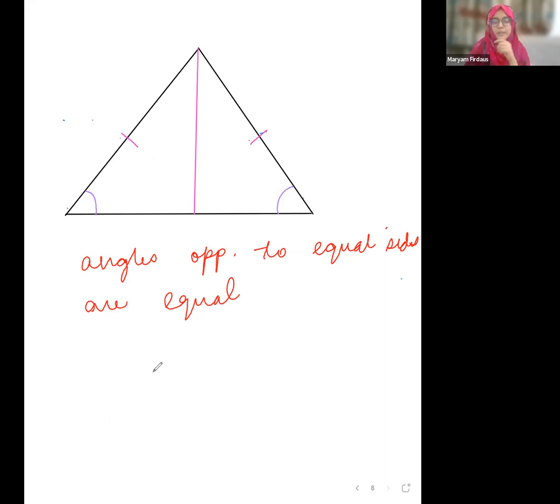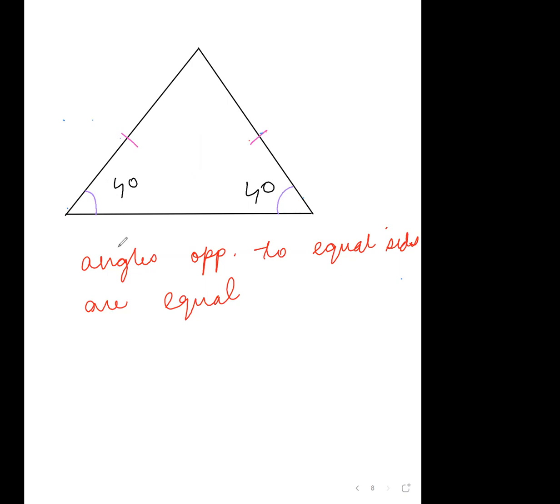The top angle? 40. Since you have found out X and 40, meaning this one is X and this is 40 and they are equal, so this one is going to be 40. Now, can you find out the top angle? Hiba, use the angle sum property.